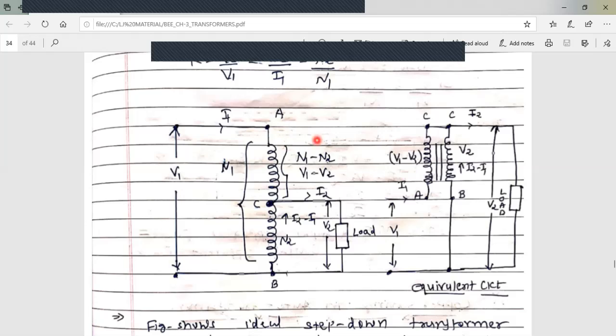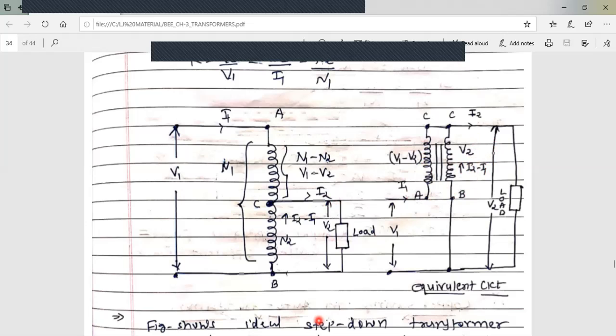So if we draw the equivalent circuit like this, it works as the primary. Here the number of turns is N1 minus N2, the voltage is V1 minus V2, and here in the secondary, this part has voltage V2 and current I2 minus I1.